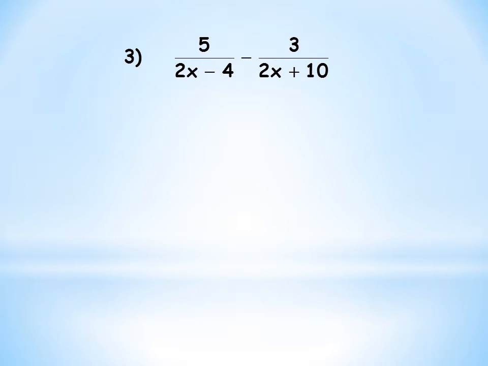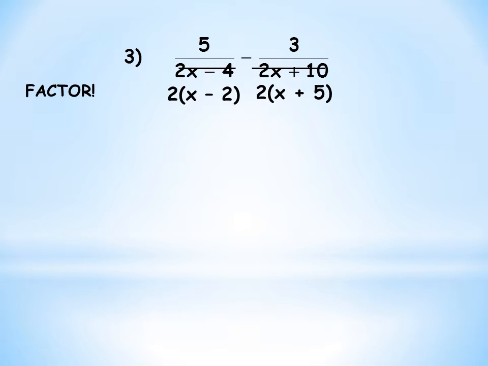All right, on this one here, once again, now I need a common denominator, but in order to see what my common denominator is, I need to factor each of these. So if I factor this one, I would get 2 parentheses x minus 2, and if I factored the second one, I would have 2 parentheses x plus 5. Now it's much easier for me to see what my common denominator would be, which would be 2 times x minus 2, x plus 5.